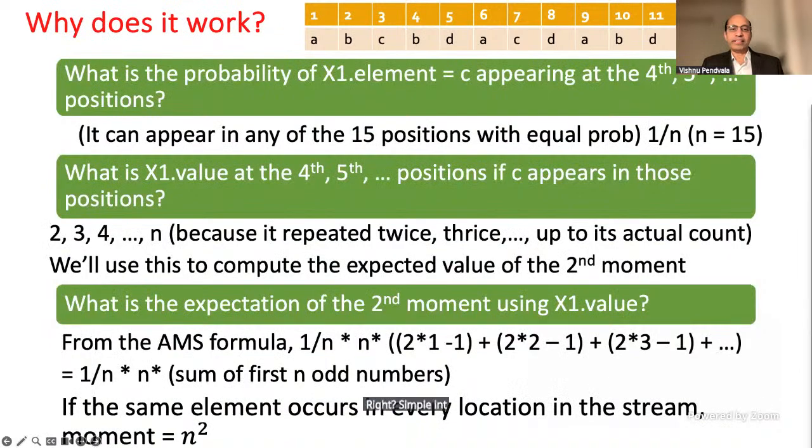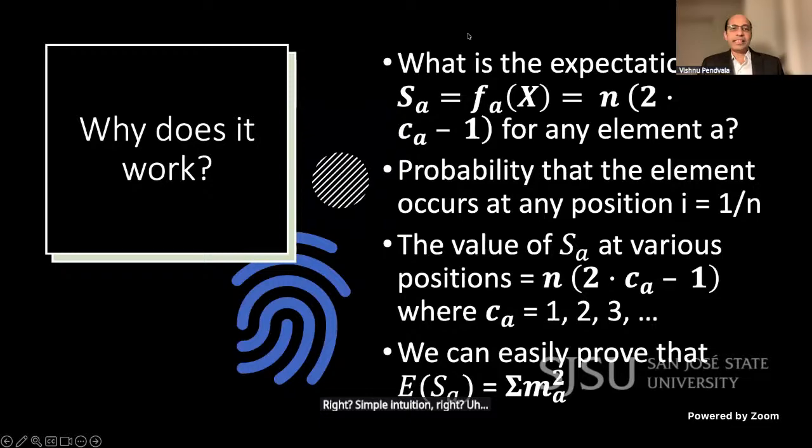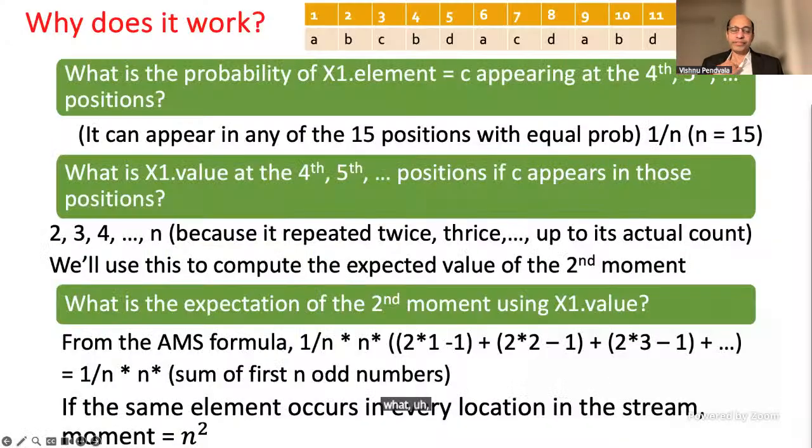Simple intuition, right? So CA is the count, A is the element, SA is the estimate based on the element A for the second moment. And we proved that the expectation of SA approaches the true expectation, right? So that is what we used. Quite ingenious.